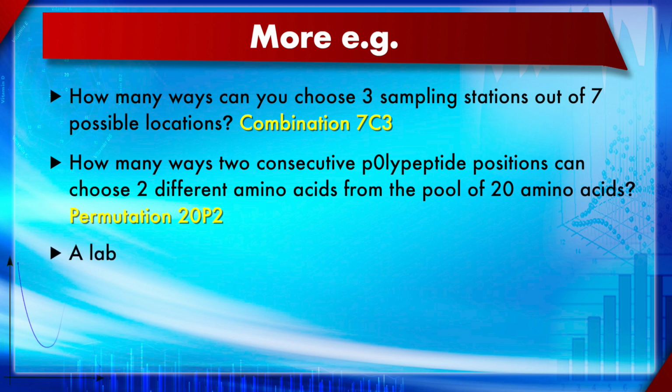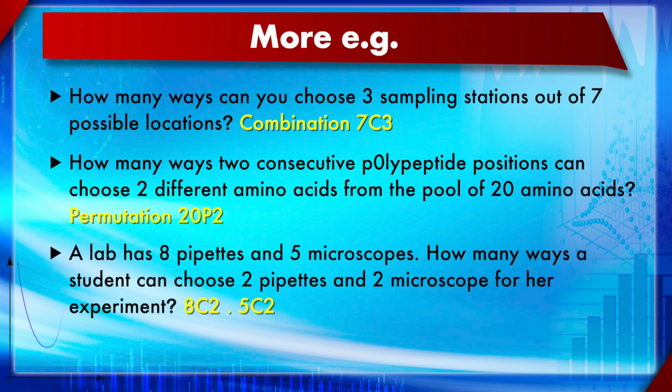A lab has 8 pipettes and 5 microscopes. How many ways can a student choose 2 pipettes and 2 microscopes for her experiment? Here, does the order matter or not? In this case, order does not matter. Therefore it is basically a combination problem.